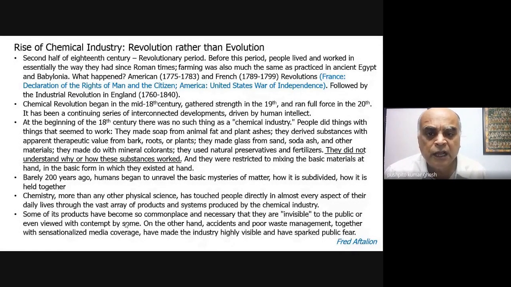For example, someone figured out that you can take animal fat and ashes of plants, cook them up, and you'll get soap. That's great. They experimented with roots and barks and found that some of them had therapeutic value. They were able to make glass. They didn't understand the details or structure of glass. Most of the colors were natural colors. The fertilizers were manure, and even the preservatives were of plant origin. So the key thing is that they did not understand why or how these substances work.